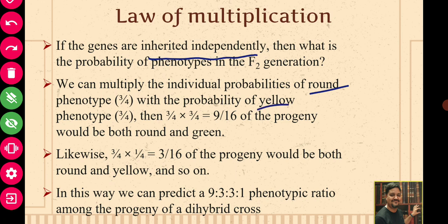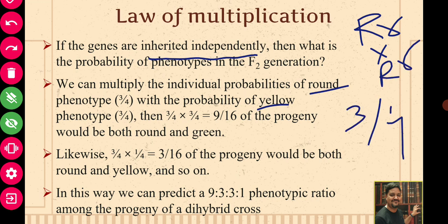What will be the probability of round phenotype if it is a monohybrid cross? In the monohybrid cross F2 generation, what can be the frequency of round? Capital R, small r will be crossed with capital R, small r. So here you can say that there will be 3/4 probability that there will be round phenotype.